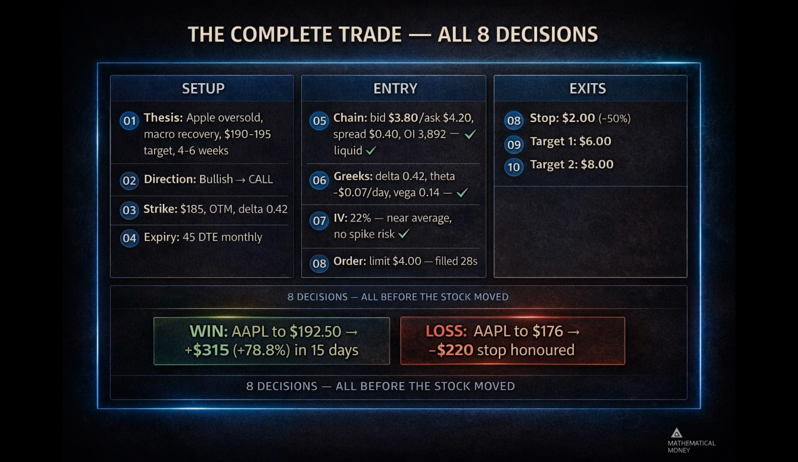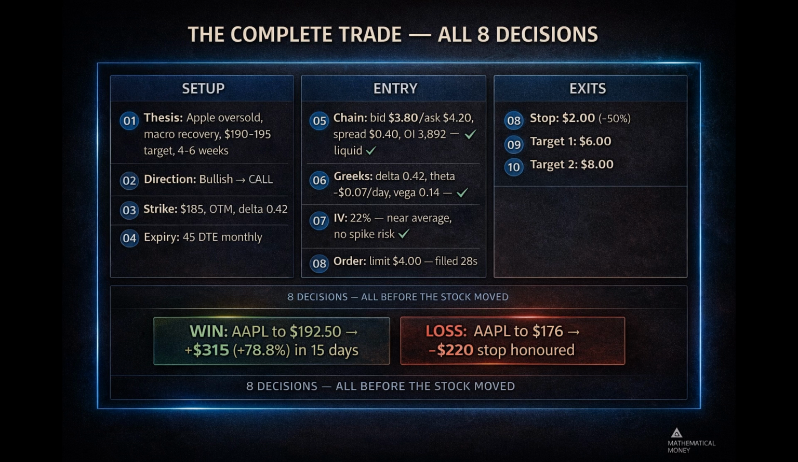Thesis: Apple oversold, macro recovery expected, for the $12 move over 4 to 6 weeks. Direction: bullish, call option. Strike: 185, slightly OTM, delta 0.42. Expiry: 45 days, medium dated monthly. Premium paid: 4 dollars, total cost $400. Greeks at entry: delta 0.42, theta negative 7 cents per day, vega 0.14, IV 22%.